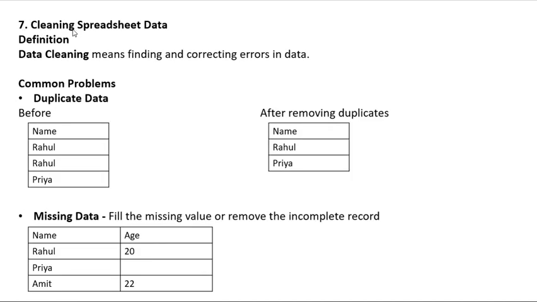Seventh is cleansing spreadsheet data. Data cleansing means finding and correcting errors in the data. Common problems are duplicate data. For example, before, the name Rahul is printed two times, and after removing the duplicate, Rahul is printed only one time. Missing data: fill in the missing values or remove the incomplete record, so the incomplete record is removed.